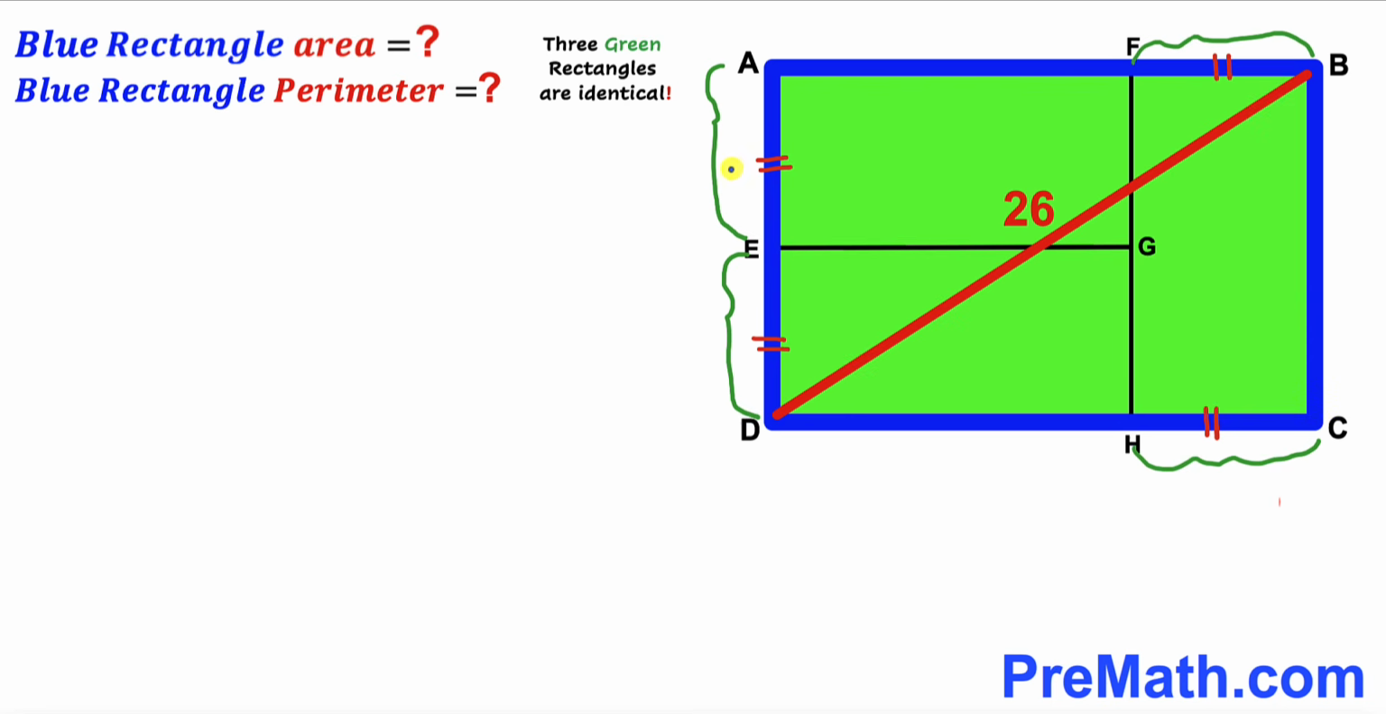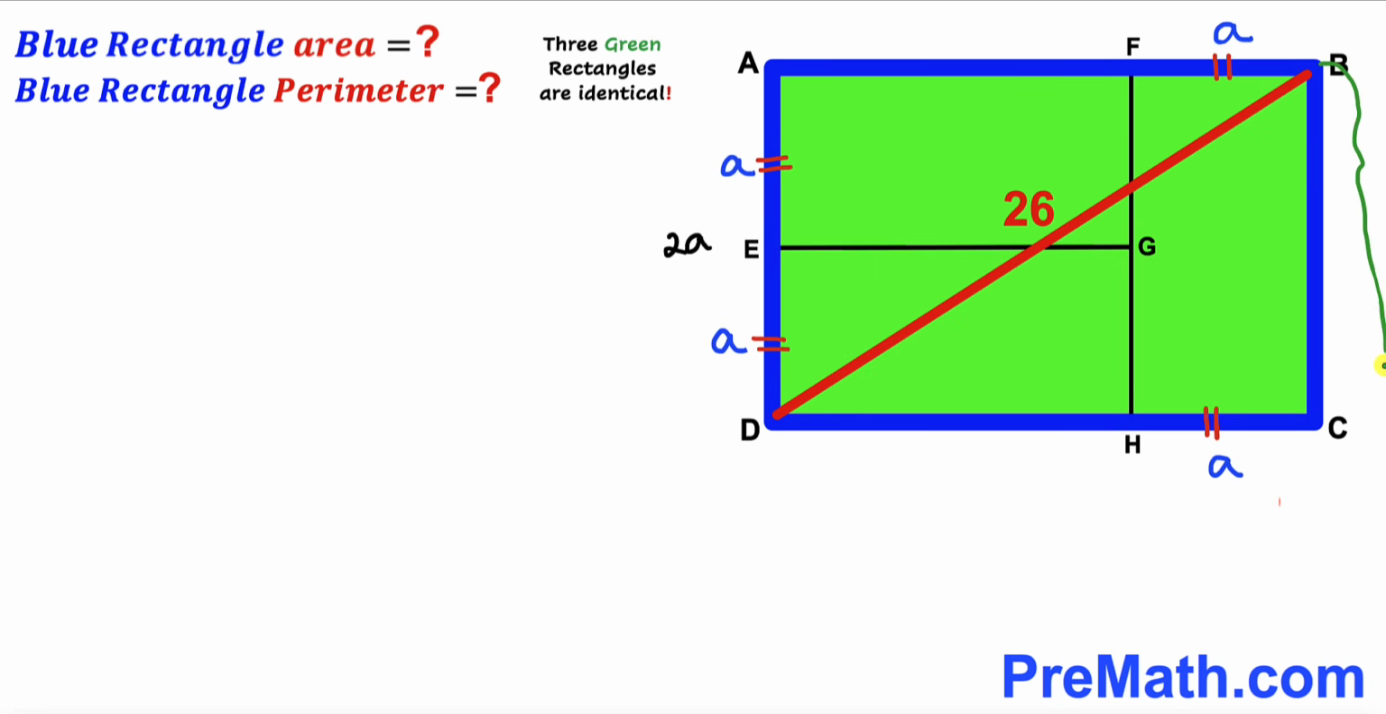If I label this side as lowercase a, then this side is going to be lowercase a as well. Likewise, lowercase a and lowercase a. And now let's make an observation. We can see this whole side AD length is going to be a plus a, which gives us 2 times a. So therefore, this side BC length is going to be 2 times a as well.